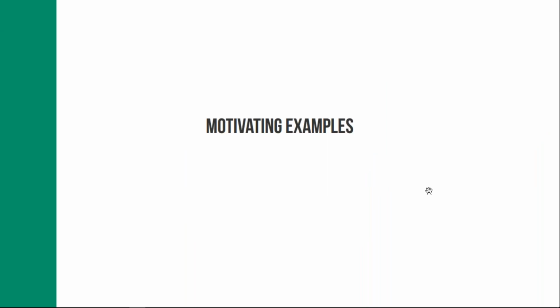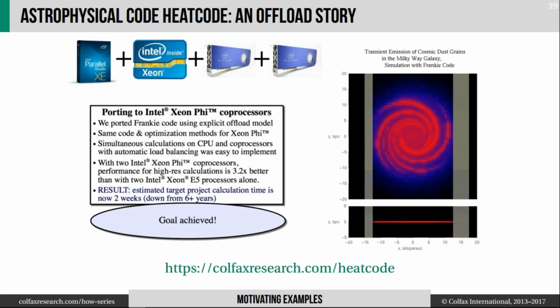I've talked about performance optimization, and I have a few case studies that you can research, that you can read about on Colfax Research, and hopefully they will convince you once again that it is possible to have a single code base for multiple architectures. This first case study we did with Dr. Troy Porter from Stanford University, who had an astrophysical code. It is a library for computing the transient emissivity of cosmic dust grains called HeatCode, and it is a part of a larger project on modeling radiative transfer in the galaxy.